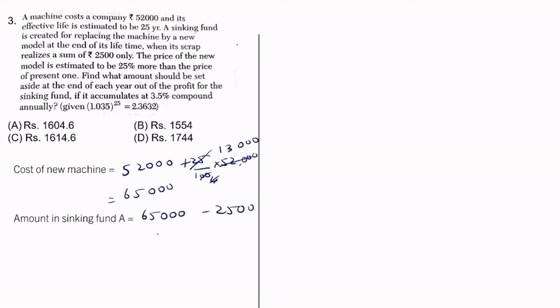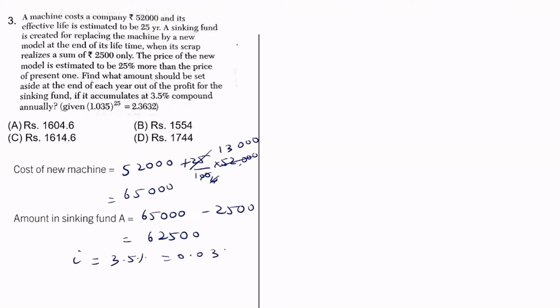So the cost of the new machine it is given, it is 25% more than the cost of the present one. So cost of the new machine will be 52,000 plus 25% of 52,000. So this is 4. So this is equal to 65,000. And it is also given the scrap value is 2,500. So the amount in the sinking fund A, it is 65,000 minus the scrap value. So it is 62,500. And then I is given as 3.5% which is compounded annually.